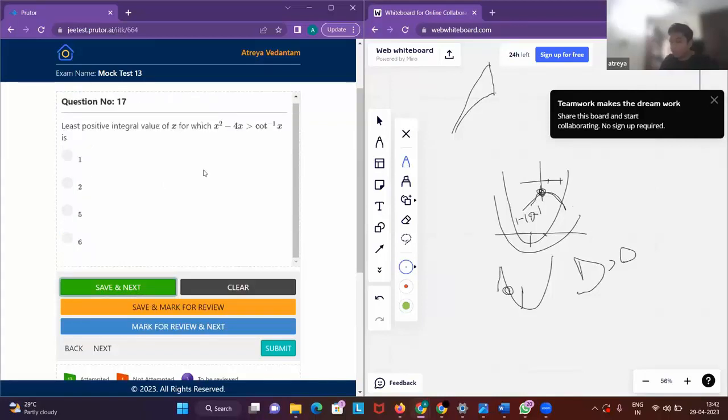Okay. What is the least positive integral value of x for which x squared minus 4x is greater than cot inverse x? So we know cot is a decreasing function. So if we take cot on both sides, the sign gets inverted, right? But let's see, there's a better way to do this. We know that cot inverse of infinity is 0, cot inverse of minus infinity is pi, right? Cot inverse of 0 is pi by 2, right?